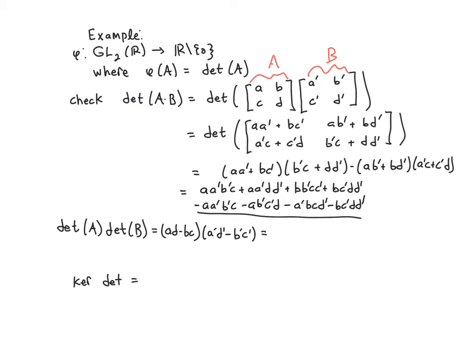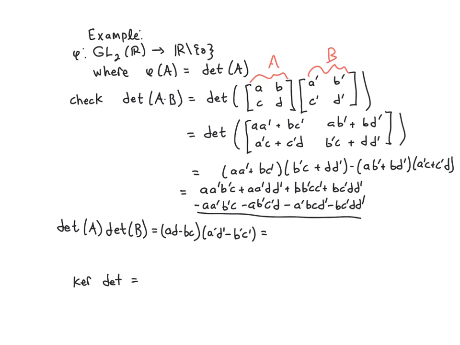Now, I actually already did this calculation earlier in the semester, but that was so long ago, I'm going to go ahead and do the calculation again. So, determinant of the product of the two matrices. Well, first let's compute the product of the two matrices. Here it is. Row times column is AA prime plus BC prime. First row times second column is AB prime plus BD prime.